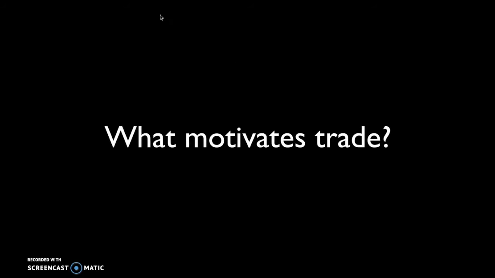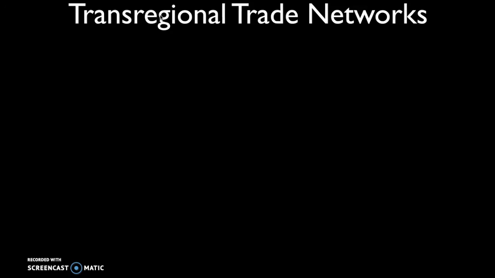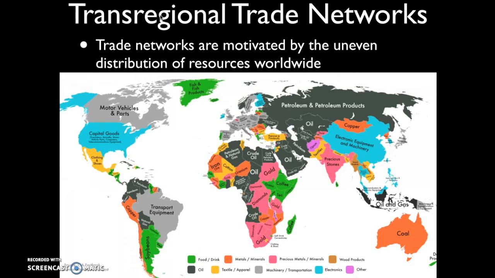So what motivates people to trade? Really, trade is motivated by the unequal distribution of resources worldwide. Here we can see a modern day map of every country and their main export, and you can see how diversified the various natural resources that exist in the world are. And so we see trade networks forming in regions where there's a lot of diverse geography.